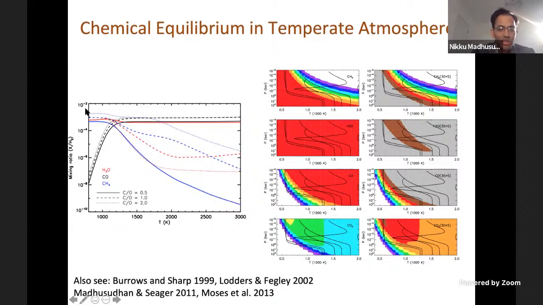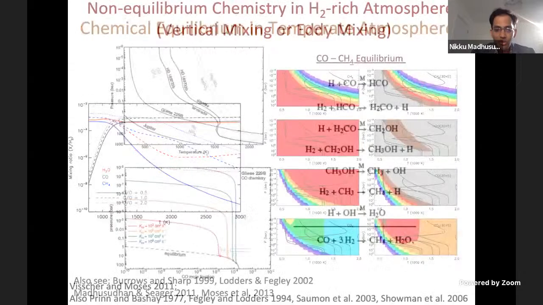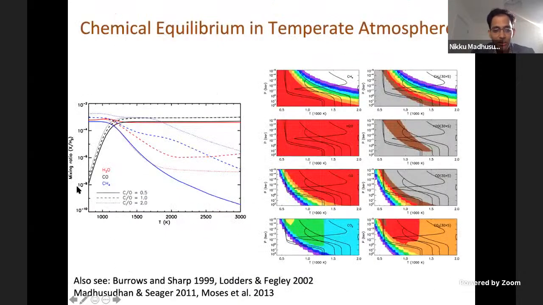That is why low temperature atmospheres in the solar system, like Jupiter and Neptune, have a lot of methane and not much CO, whereas in hot Jupiters, you don't see much methane at all. But when it comes to temperate mini Neptunes, by temperate we mean all below 700, 800 Kelvin temperatures, you expect a lot of methane to be present and not much CO.